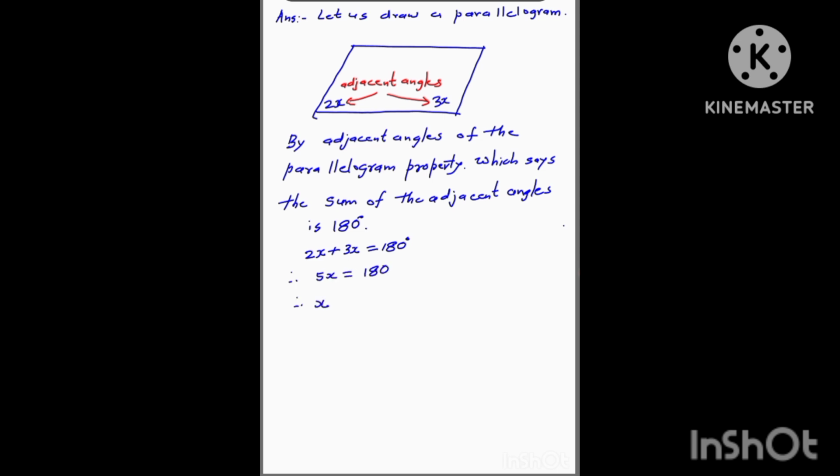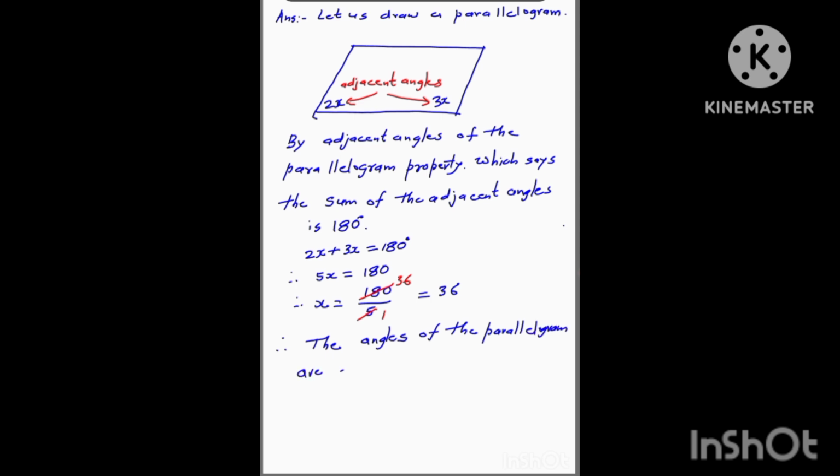So we find x. Remember, x is not an angle. 180 upon 5 is 36. Yes, so x is 36. The angles we still have to find out. One angle is 2x and another angle is 3x, because they are in the ratio 2:3 or 3:2.